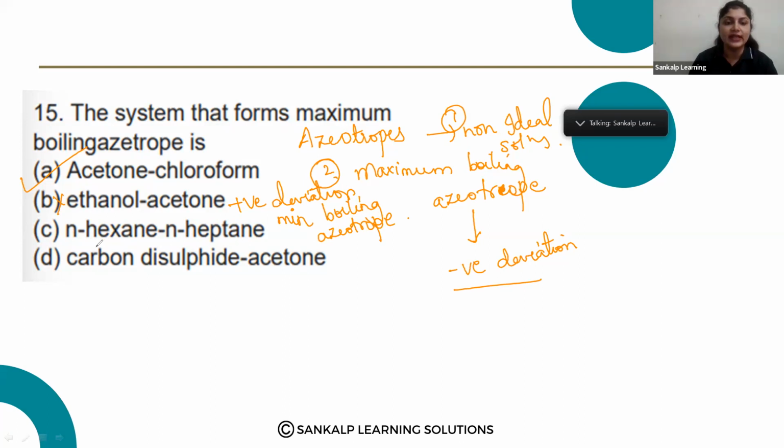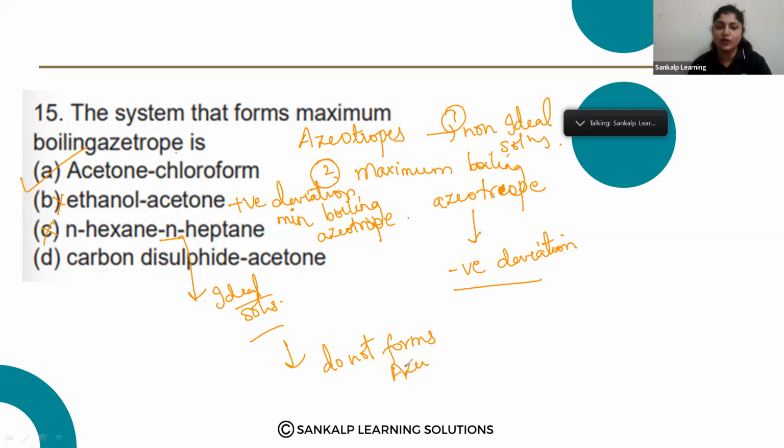Then next one, N-hexane and N-heptane. They are ideal solutions. Maximum boiling azeotropes are non-ideal solutions and show negative deviation. N-hexane and N-heptane follow Raoult's law, which means they are ideal solutions. If they are ideal solutions, then they do not form azeotropes. So this is also ruled out.